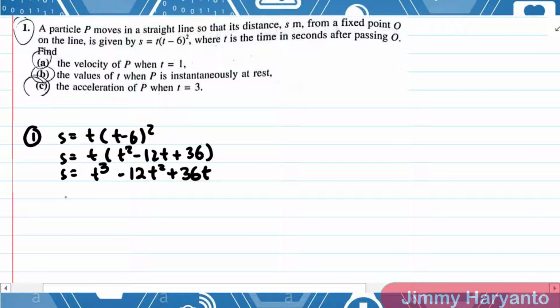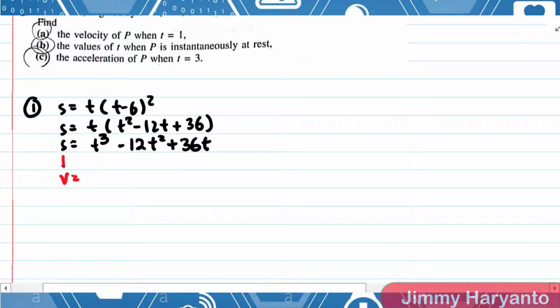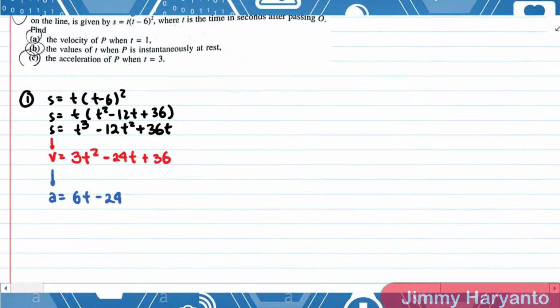Okay, next is to find the equation of velocity. The velocity will be the differentiation of s, so it will be ds over dt. That means you have to differentiate s, so you will have 3t squared minus 24t plus 36. Okay, I already have the v, and then the next one will be the a. Differentiate it one more time, dv over dt, so you will have 6t minus 24 for the acceleration. Okay, so this is the first preparation.